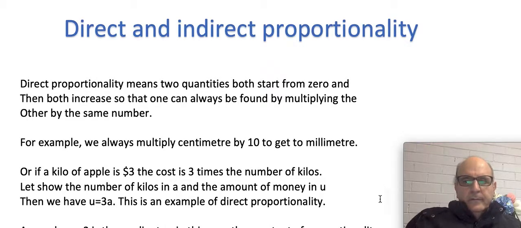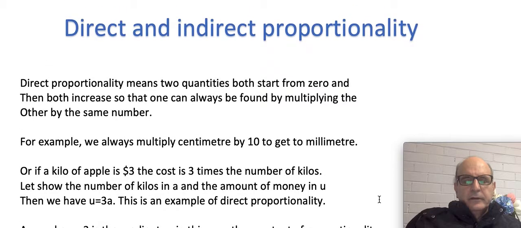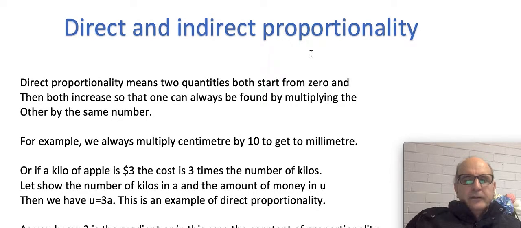Hello. In this lesson, we cover the topic of direct and indirect proportionality. Consider two quantities which are changing with respect to each other, and when one of them is zero, the other one is zero. And when one of them doubles, the other one doubles. When one of them triples, the other one triples, and so on.